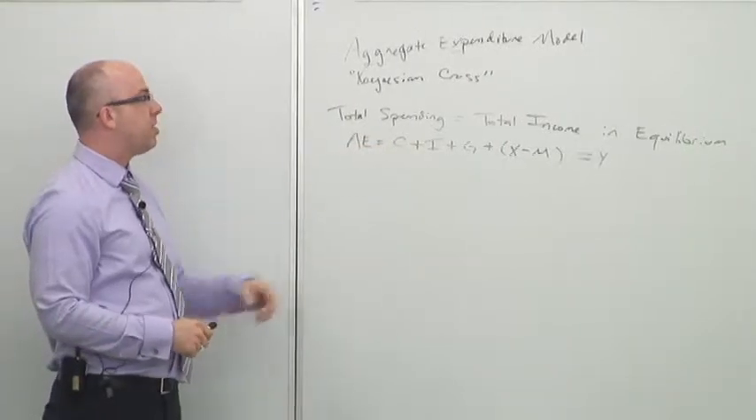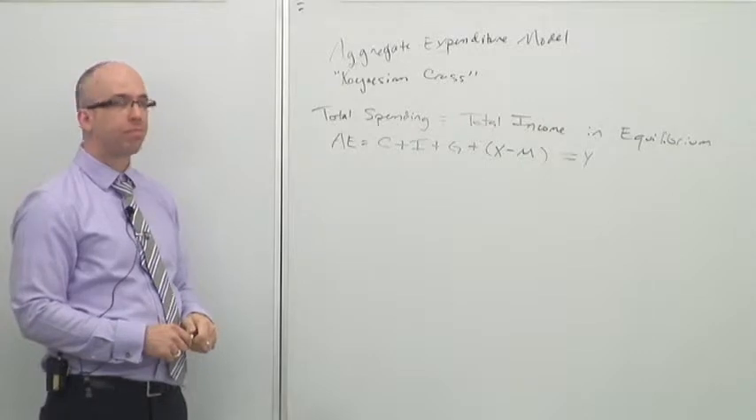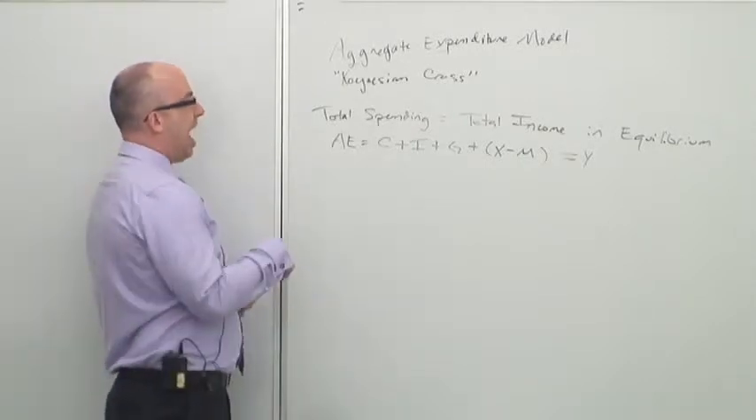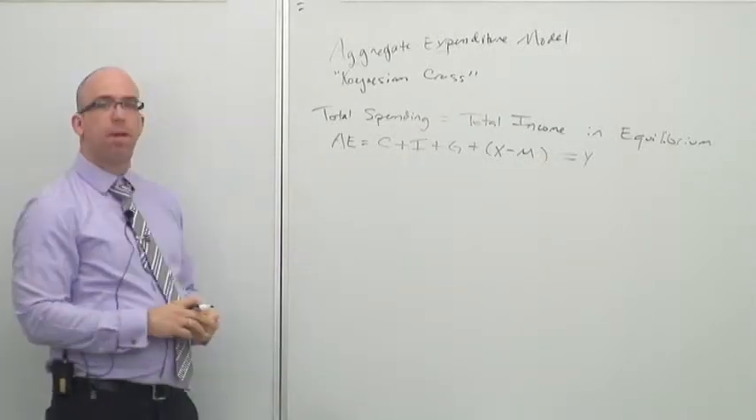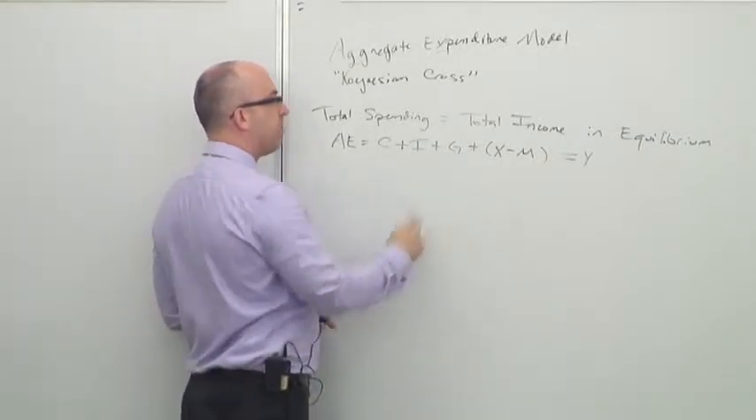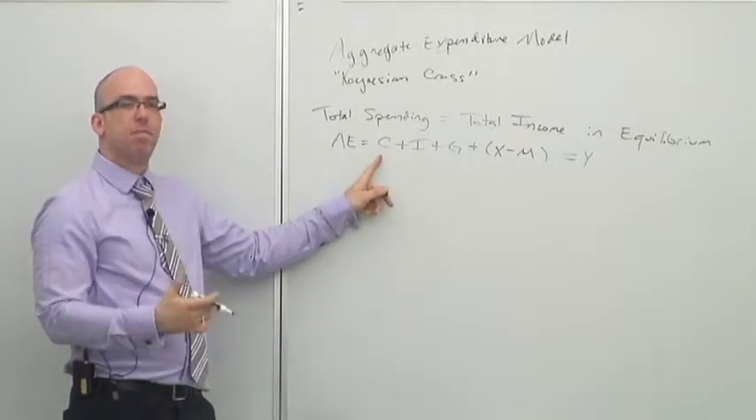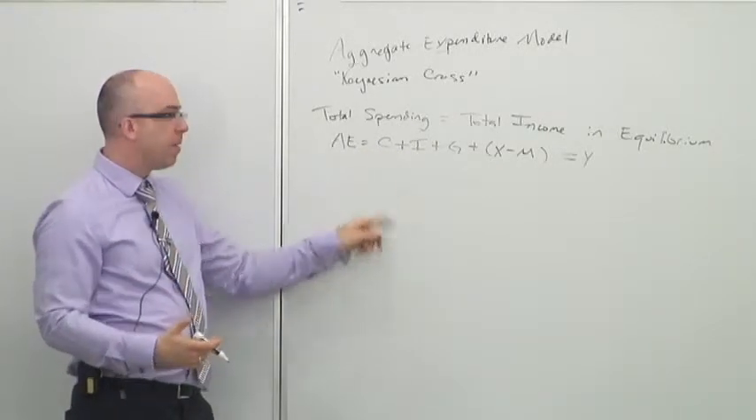So this is the equation that shows that total spending has to equal total income. Now, if you'll recall, aggregate expenditure is 4 parts in macroeconomics. There's consumption, investment, government spending, and net exports. These are the 4 groups that can spend money on a country's production.